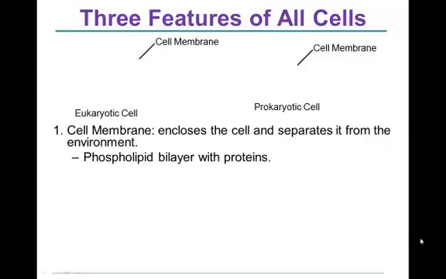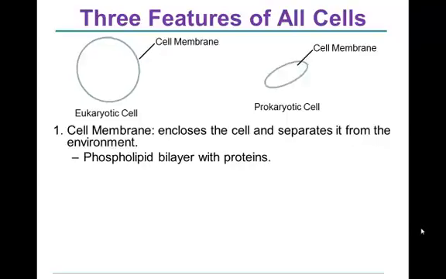So the first of three features that all cells have is the cell membrane. The cell membrane encloses a cell and separates it from the environment. It is a phospholipid bilayer with proteins embedded in it, and we'll talk more about the nature of the cell membrane later. Membrane physiology, how membranes function, is an important thing for a cell biologist to understand.